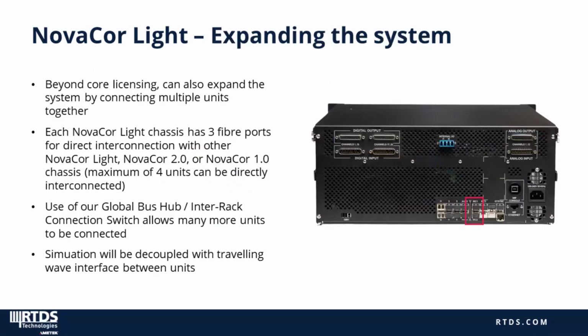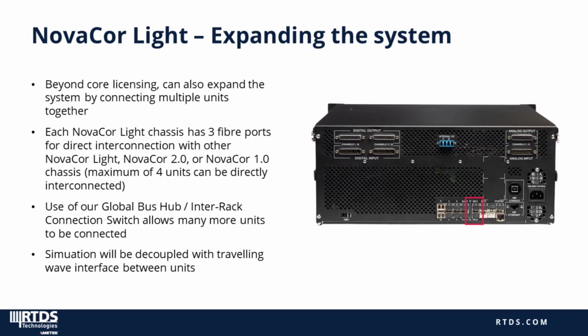And of course, it's also possible to expand the system by connecting to other units. The basic form of scalability with this product is through core licensing. You can purchase the NovaCor Light chassis with 1 licensed core and then license additional cores as your simulation requirements increase. But it can also be connected to not only other NovaCor Light units, but also NovaCor 1.0 or 2.0 units. There are 3 fiber ports reserved for this on the rear of the NovaCor Light, so in total 4 units can be directly interconnected with fiber cables.